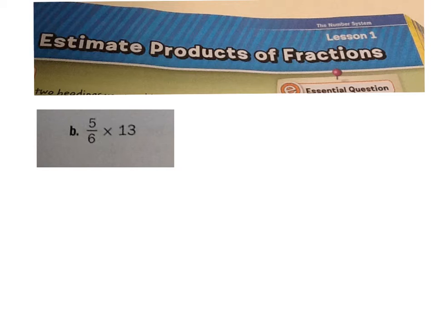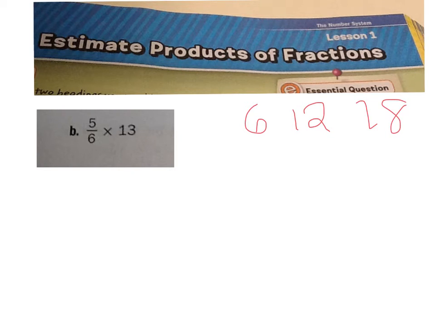So if we look at letter B on page 258, we have 5/6 times 13. What we want to do is find a number. Looking at the denominator of our fraction, which is 6, we want to find a number that is compatible with 6. So we want to look at multiples of 6. If you need to, on the side, you can list them. 6 times 1 is 6, 6 times 2 is 12, and we also could look at 6 times 3, which is 18.